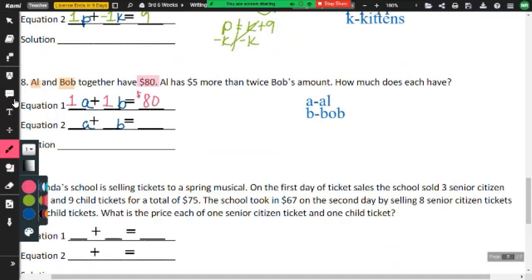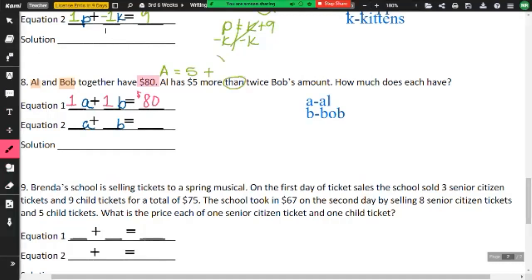Now the second one's the one you have to translate. So it says Al has a total, so it's equal, 5 more than tells you to flip, twice Bob's amount. So 2 times Bob. So we get A equals, so I'm going to go ahead and flip it. So it becomes 2 Bob plus 5. And you want Al and Bob to be on the same side, so minus 2B. So you end up with a positive Al minus 2 Bob equals 5 on this side once that cancels out.